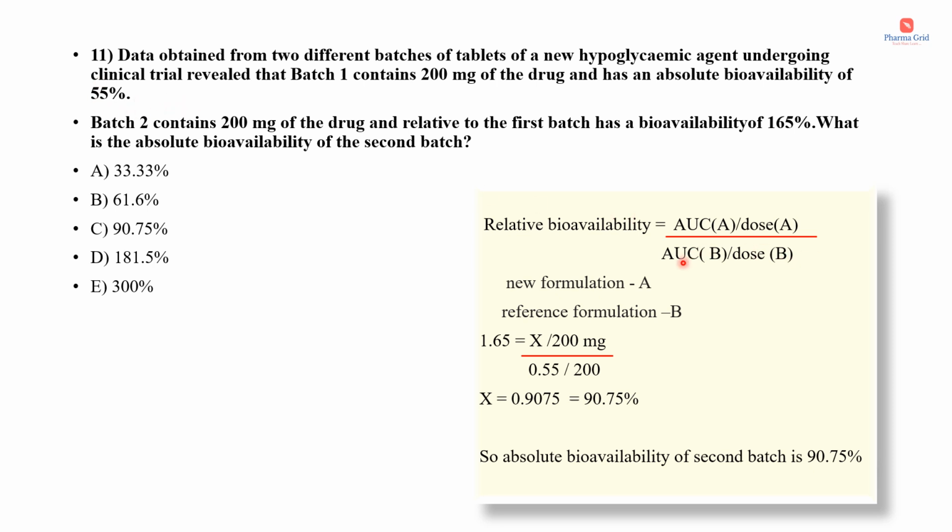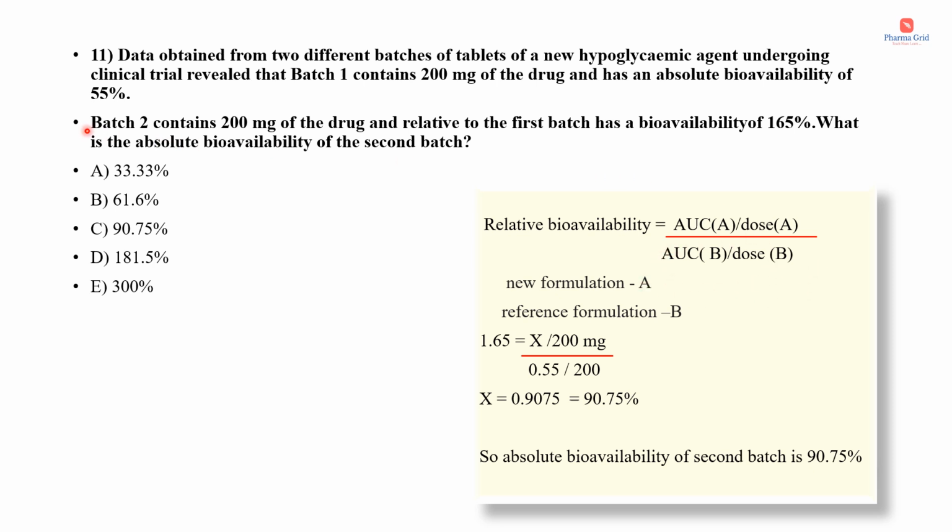Okay, so we know the values of AUC B as well as dose B, which is the reference formulation. AUC B is nothing but the area under the curve or the bioavailability, so that is equal to 0.55, that is 55% means 0.55, which is the bioavailability, and the dose is already given. It is 200 mg. So the reference values we already know.